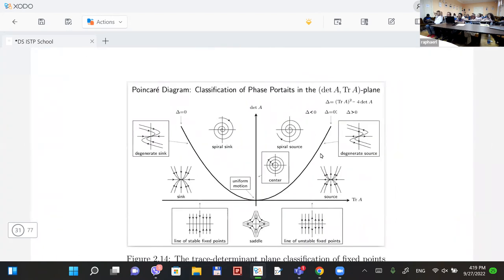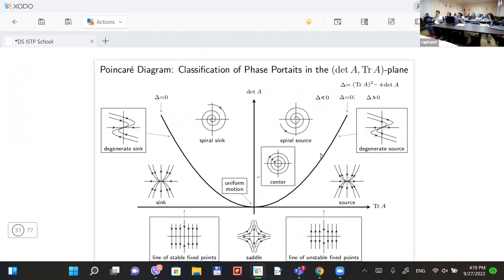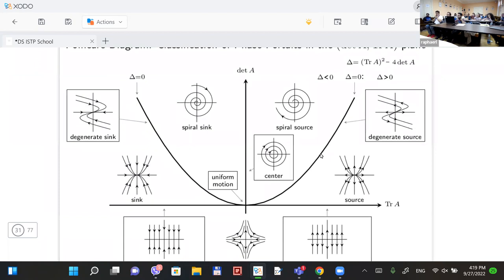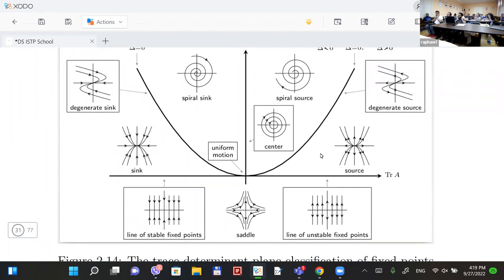So this is the funny picture, and this is the better picture, which explains everything. Let's first say, below the trace axis, when the determinant is less than zero, the whole of this region belongs to the saddle. So down here you're on the saddle. Remember what the saddle is? We have a stable line and an unstable line. We go sometimes parallel to the stable one, then we move away from the origin in the direction of the unstable line. So down here we have the saddle. Here, below the parabola, we have nodes.